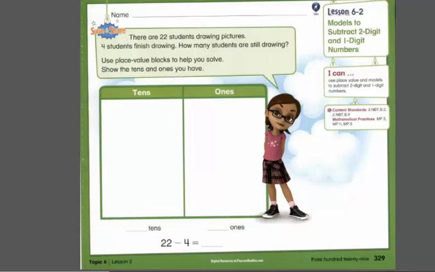There are 22 students drawing pictures. 4 students finish drawing. How many students are still drawing? Here, 4 finished drawing. So the whole, I have 22 students. How many students finish? 4. How many students are still drawing?